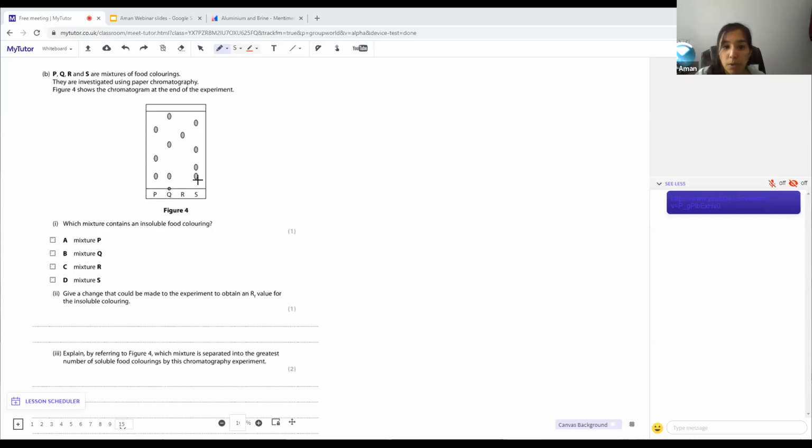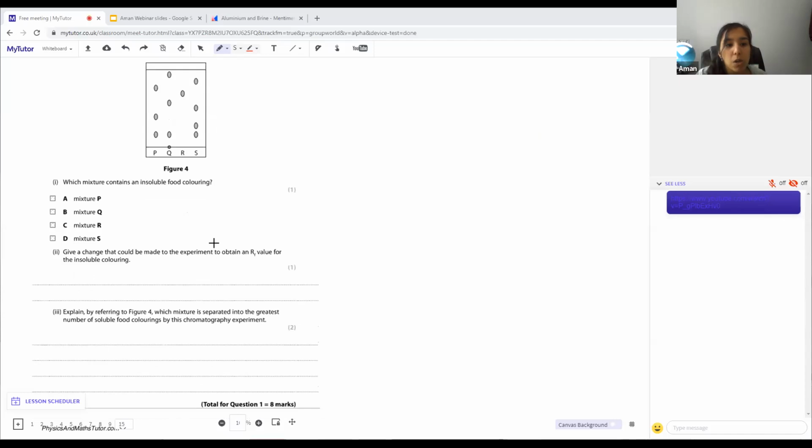Good. Well done. Okay. What can we do to make the experiment obtain an RF value for the insoluble coloring? Yep, someone's giving me the correct answer. Use a different solvent. Excellent. Well done. So the person that said change the solvent, you're exactly correct. And if we use a different solvent, hopefully that will dissolve Q. So excellent answer.